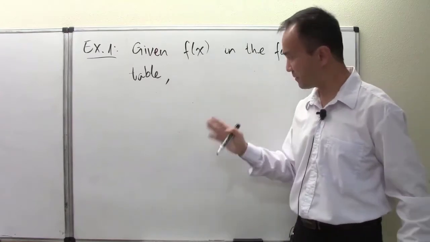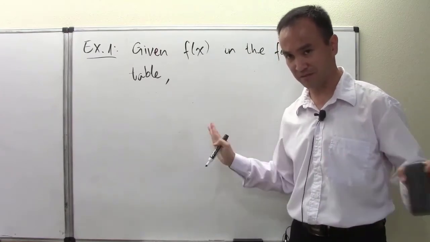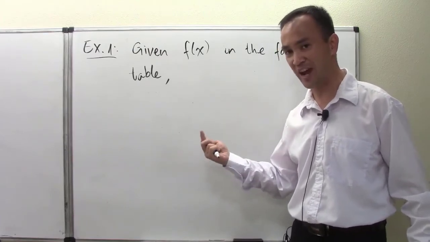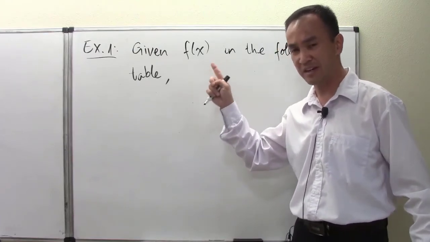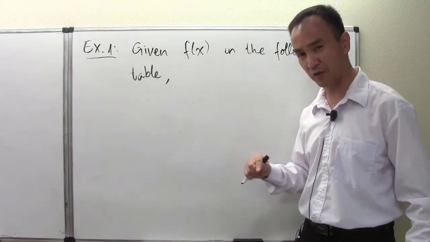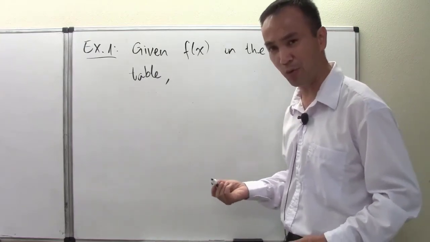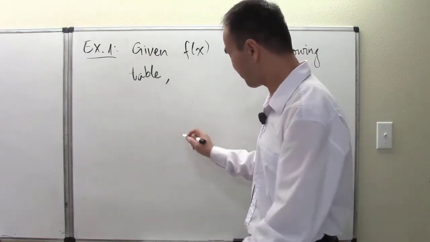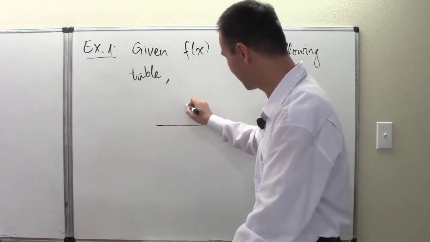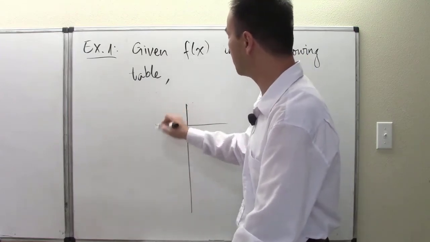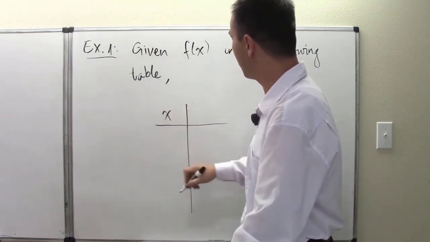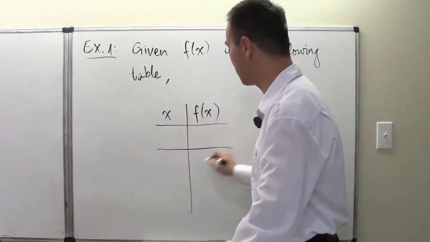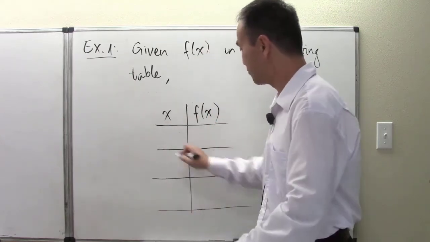At this point, you are not unfamiliar at all with the idea of a function sometimes being given as a table. So let's go ahead and get started with an example where your function is given as a table. So here's a table, with the x value and the output f of x, and your function is as follows.